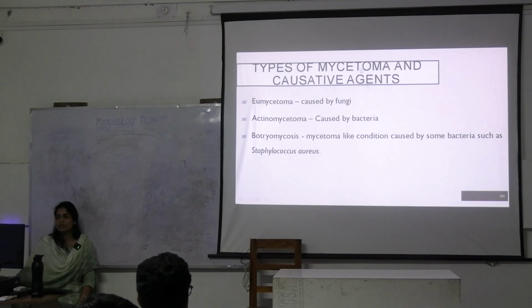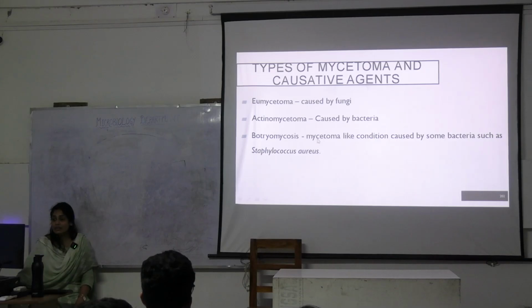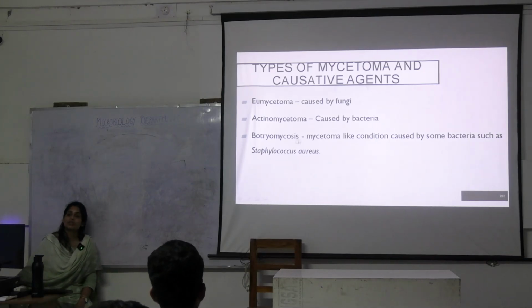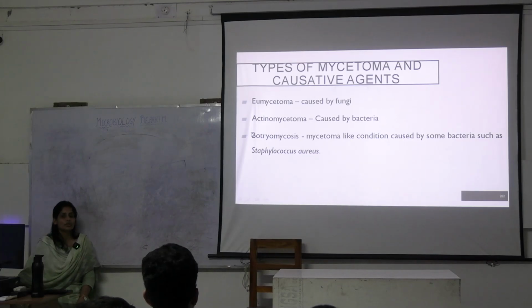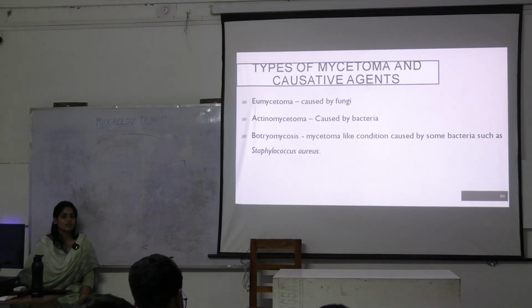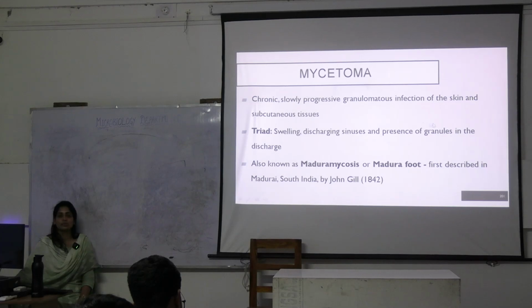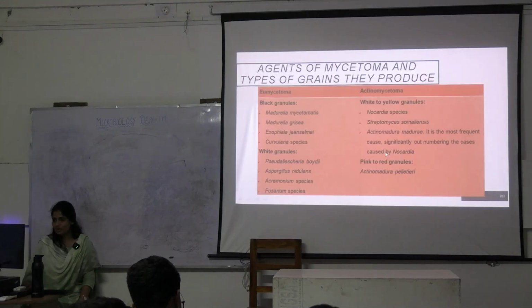But when this mycetoma is caused by fungi, you call it eumycetoma. And when it is caused by actinomyces or nocardia, you call it actinomycetoma. And when it is caused by Staphylococcus aureus, you call it botryomycosis. It's a very important MCQ, this thing. If Staphylococcus aureus is causing this mycetoma, you call it botryomycosis. When we talk about mycetoma, you should remember sinuses, discharging sinuses, swelling and presence of granules in the discharge.